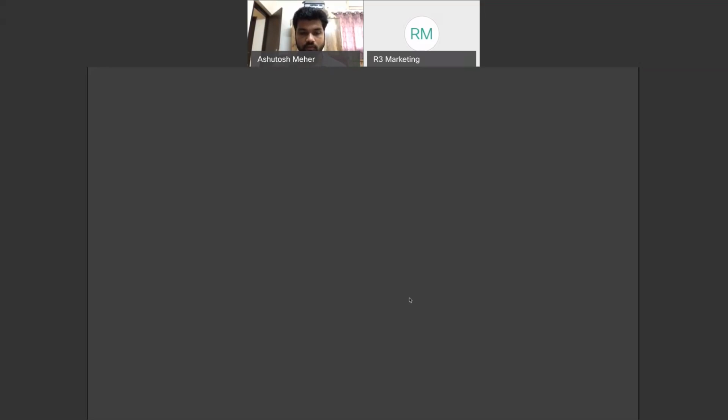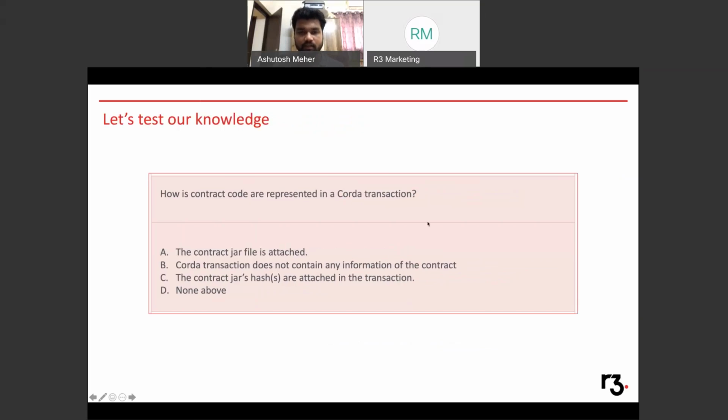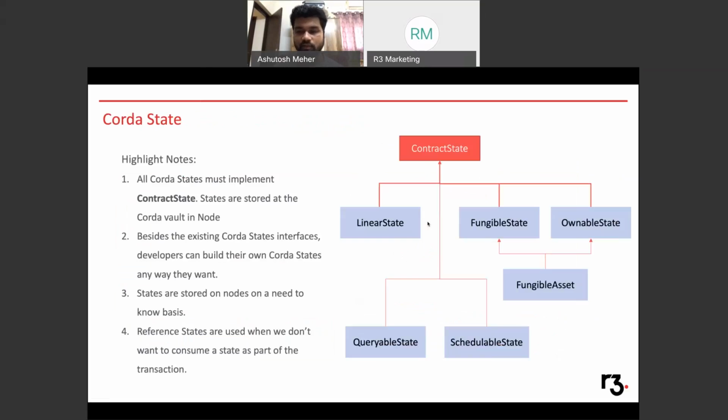All right, so the other question there, which I'll just handle right now, is: can we only use one contract state, like linear state or fungible state, at a time with a transaction? Not exactly. It can either be linear or fungible. Obviously, it can't be both of them, but it could be a linear as well as an ownable. The ownable state, the queryable state, the schedulable state are interfaces. So like in Java, classes can implement any number of interfaces.